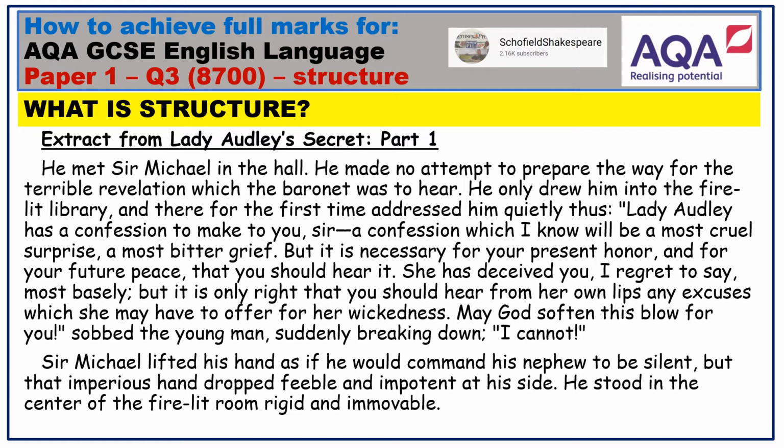He met Sir Michael in the hall. He made no attempt to prepare the way for the terrible revelation which the baronet was to hear. He only drew him into the firelit library, and there for the first time addressed him quietly thus. "Lady Audley has a confession to make to you, sir. A confession which I know will be a most cruel surprise, a most bitter grief. But it is necessary for your present honour and for your future peace that you should hear it. She has deceived you, I regret to say, most basely. But it is only right that you should hear from her own lips any excuses which she may have to offer for her wickedness. May God soften this blow for you," sobbed the young man, suddenly breaking down.